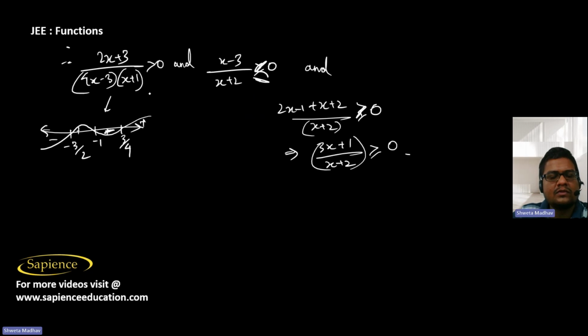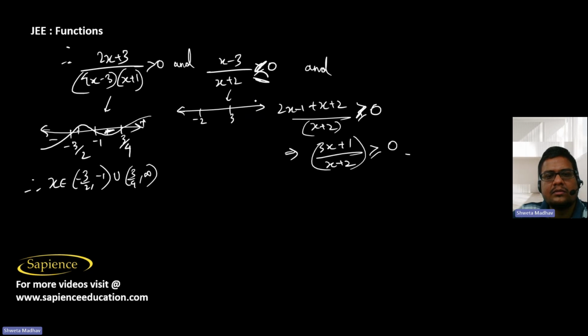Positive, this is negative. So therefore here the solution set is x belongs to minus 3 by 2 to minus 1 union 3 by 4 to infinity. And from here the solution set we will get, this is minus 2 here, this is 3. So if we take more than 3, this will be positive, negative, and positive. So therefore we will take x belongs to minus 2 to 3.